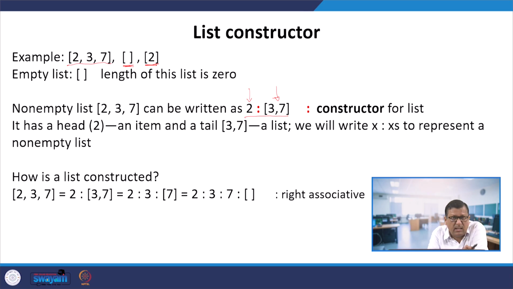Now how is a list constructed in Haskell? So 2, 3, 7 we can decompose into head and tail. We go on doing it until we get the empty list. So again 3, 7 we can write as 3 colon 7. Again 7 we can write as 7 colon the empty list. Now this constructor operator is right associative. That means we can put braces here. So again this is head tail, this is head tail, this is head tail. Within a tail we have an embedding of head and tail. How long can we go? We can go until we come to the empty list. So this is the list.